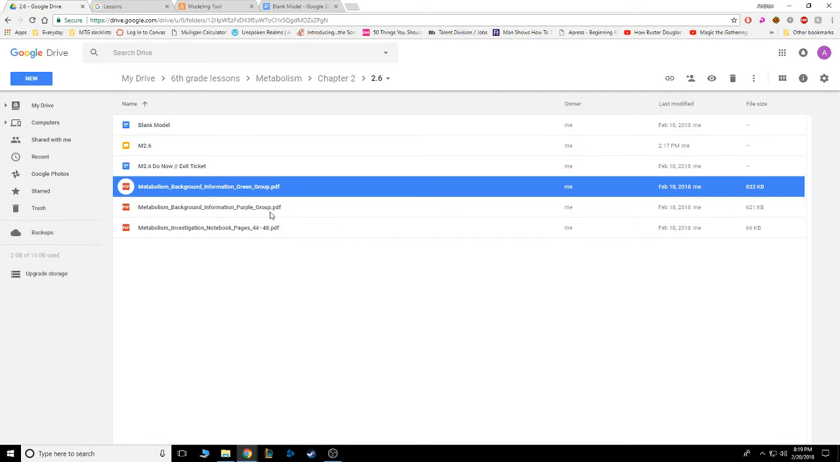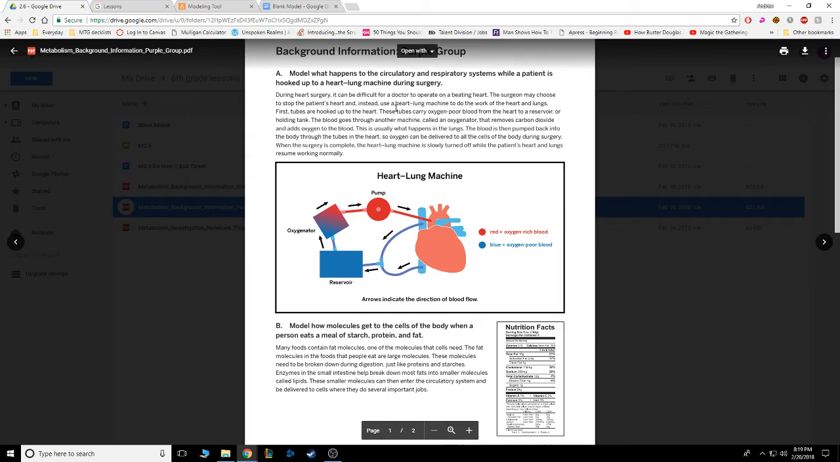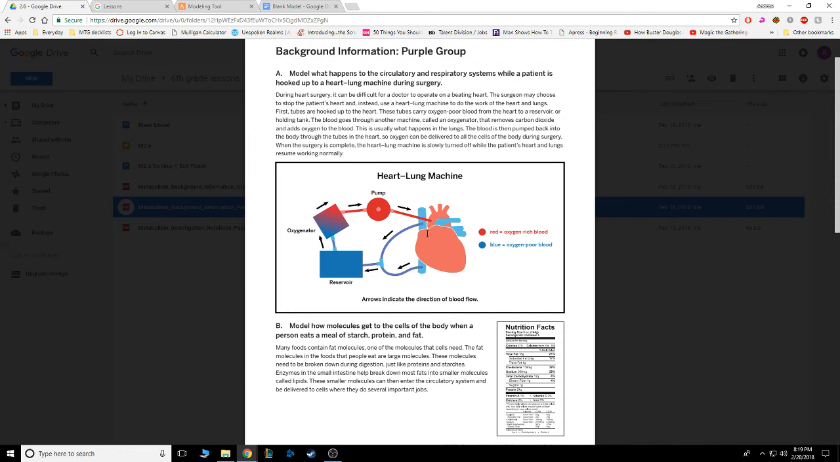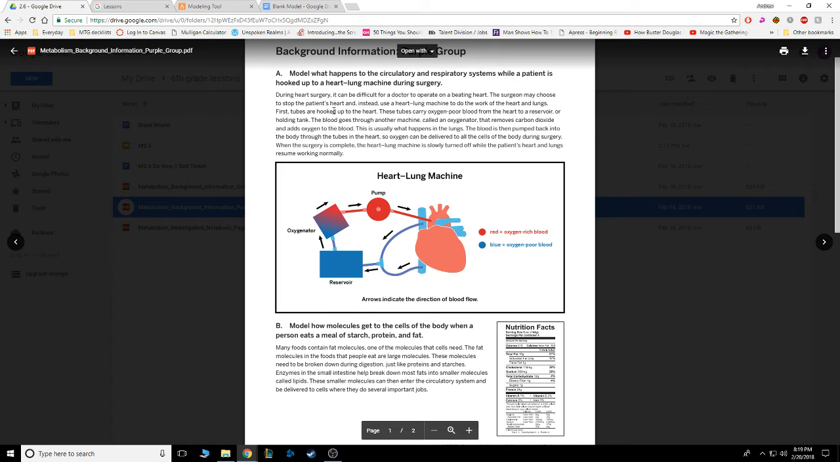By comparison, if you're in the purple group, one of your options was to model what happens to the circulatory and respiratory system when a patient is hooked up to a heart-lung machine during surgery. There's a lot more information here that it requires you to process and use, so it may be a little trickier for you if you've not done it before. The goal is to get you and your partner to talk about these things so that you can see how you might model them in the future to understand how these machines work.